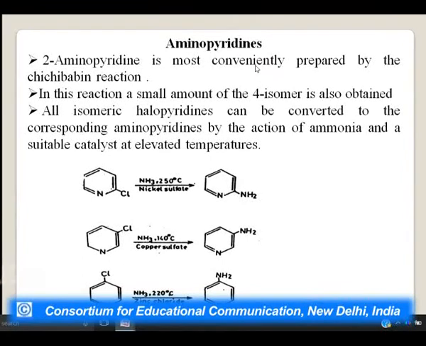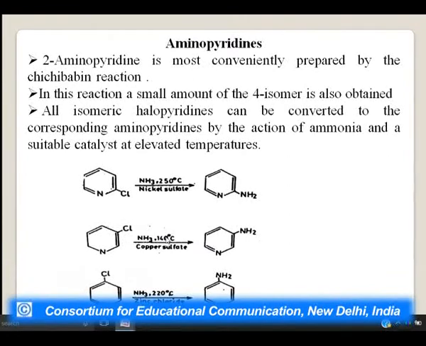Next derivatives of pyridines are aminopyridines. 2-aminopyridine is most conveniently prepared by the Chichibabin reaction. In this reaction, a small amount of 4-isomer is also obtained. All isomeric halopyridines can be converted to the corresponding aminopyridines by the action of ammonia and a suitable catalyst at elevated temperature. Here you can see 2-chloropyridine reacts with ammonia at 250 degrees Celsius in presence of nickel sulfate. This chloride will be substituted by this amino group at alpha position.